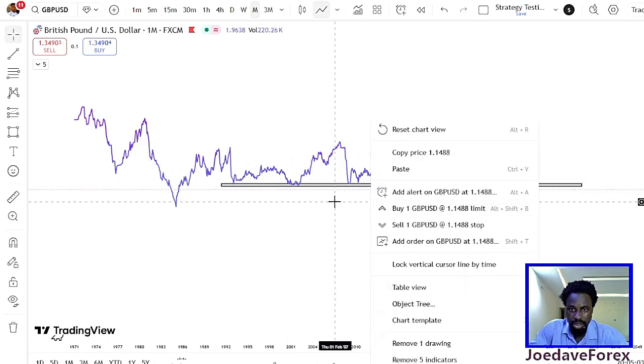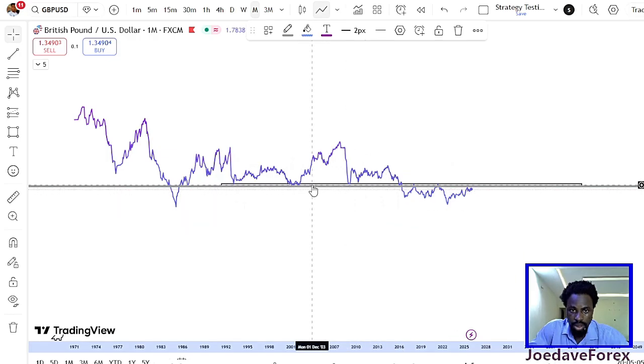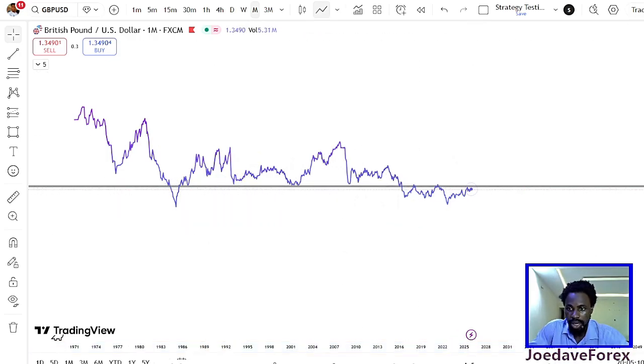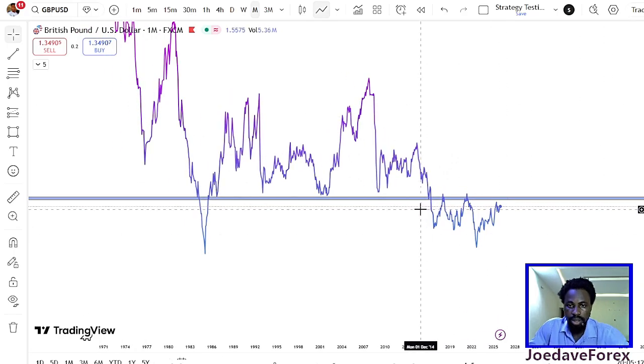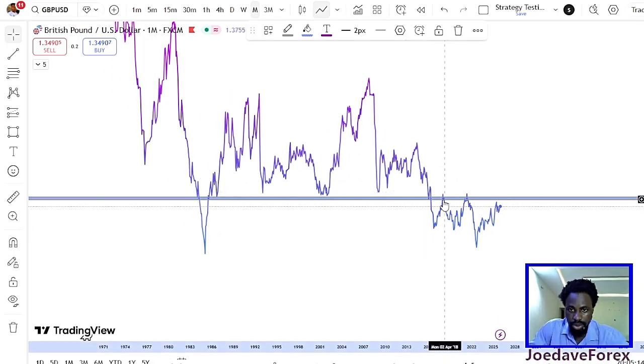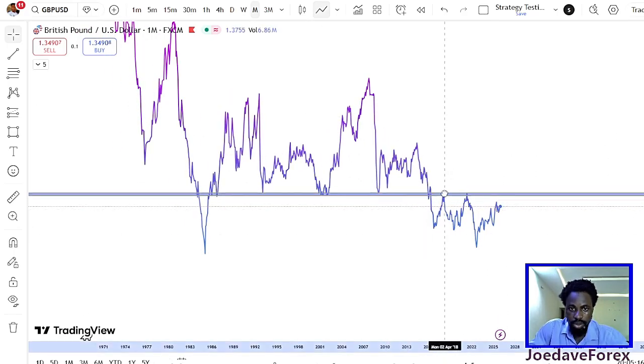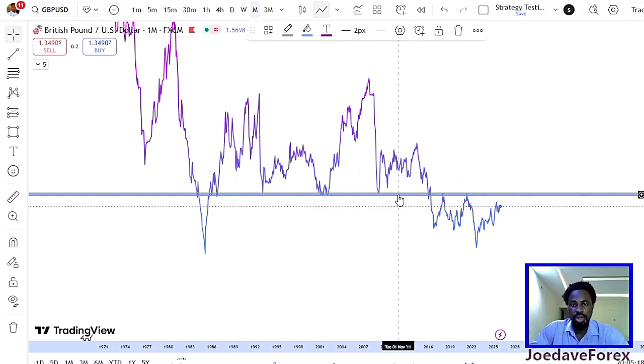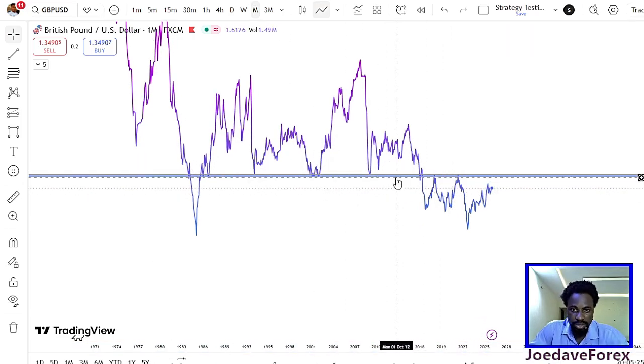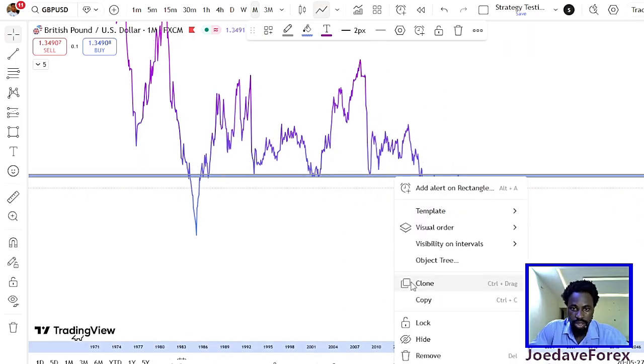So let me see if I can change the color. Okay, I think I'll be more interested in using that blue color above so I can differentiate between the major levels and the daily and the weekly levels I'm going to plot in. All right, so now I have plotted this first one here, and I'm also going to click on it and clone it.